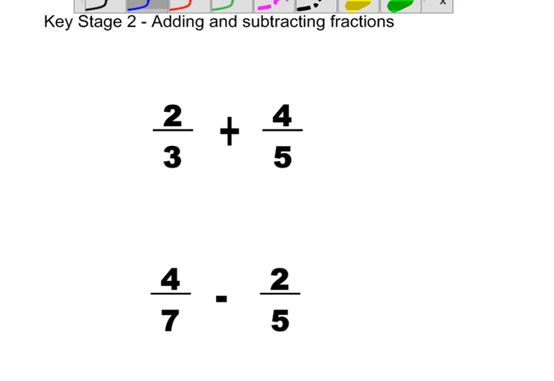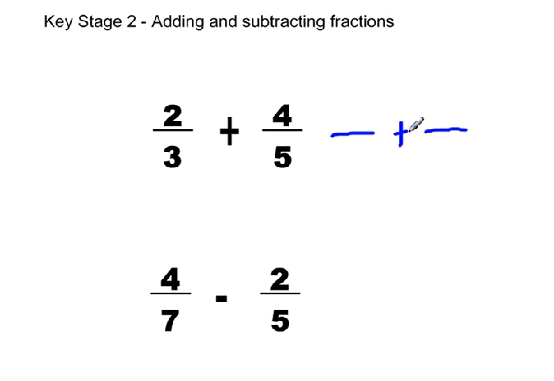We're now going to look at adding and subtracting fractions. It's very similar what you have to do for both of these techniques. The key to this is that in order to add or take away a fraction, you have to have the same denominator. So let's look at adding first.